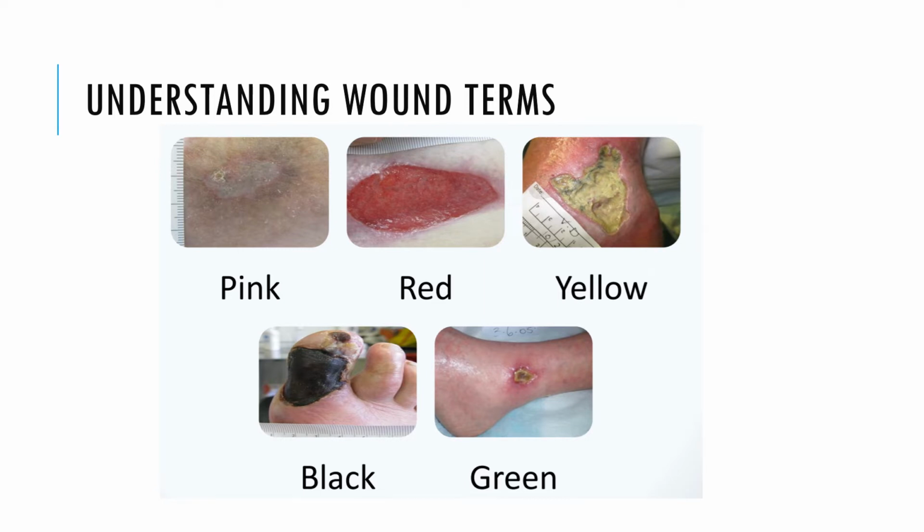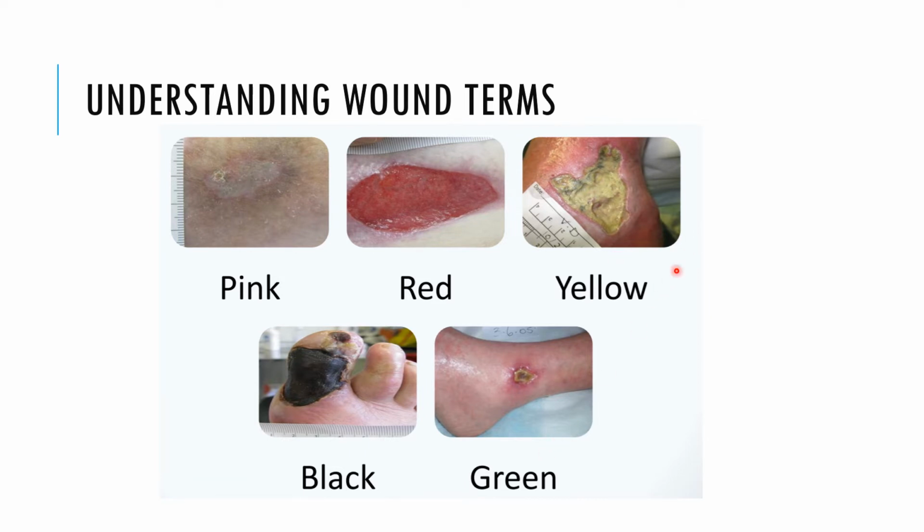And next is the red. It's a healthy granulation tissue, and it's bright red with a grainy appearance due to the budding or the growth of new blood vessels into the tissue. This tissue is firm to touch and has a shiny appearance. It is essential to protect the granulation tissue to allow the epithelialization process to proceed in order to close the wound.